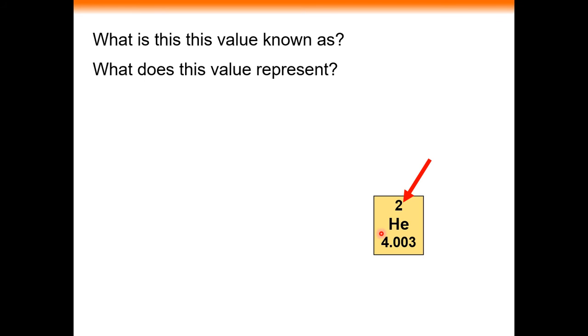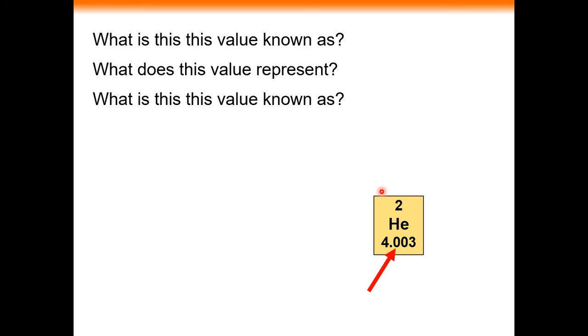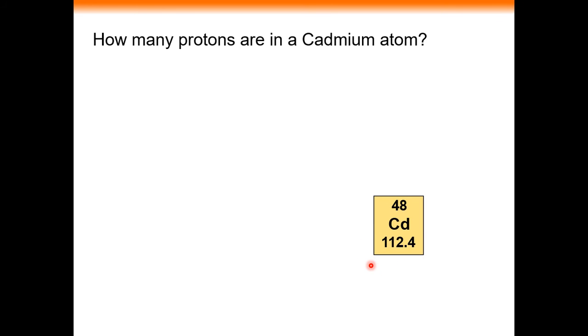All elements on a periodic table have a neutral charge. That means helium has 2 protons. How many electrons does it have? 2, because it's 2 positive and 2 negative charges, because it's neutral. What is this value down here known as? That's the atomic mass, right? What does it tell you? It tells you the total number of protons and neutrons, right? So this helium has 4 total protons and neutrons.